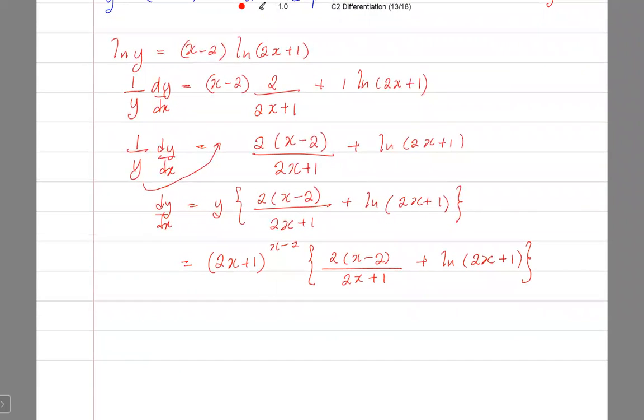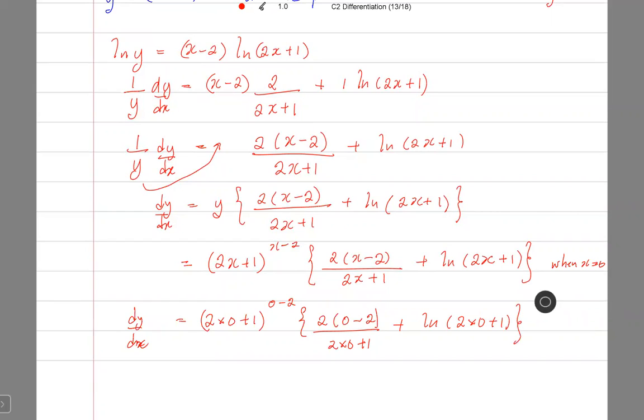Then I'm going to say, now, what happens when x is equal to 0? dy by dx, wherever I say x, I replace x with 0. It is equal to (2 times 0 plus 1) raised to the power 0 minus 2, into [2 times (0 minus 2) over (2 times 0 plus 1) plus ln(2 times 0 plus 1)].